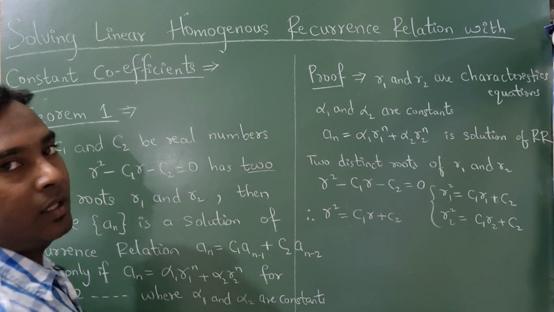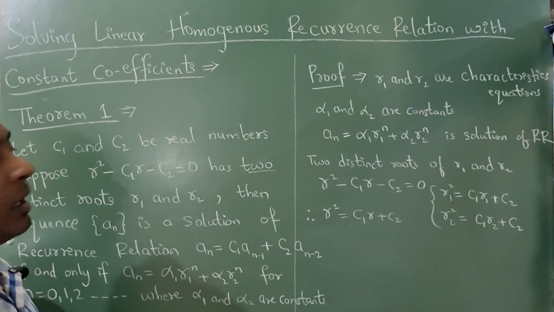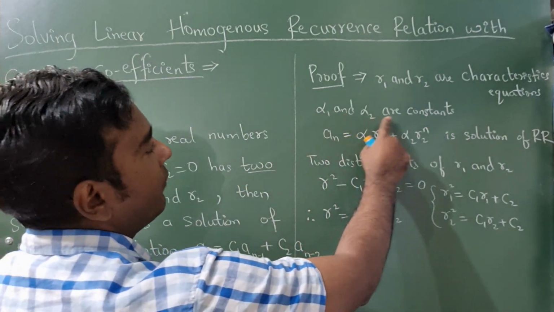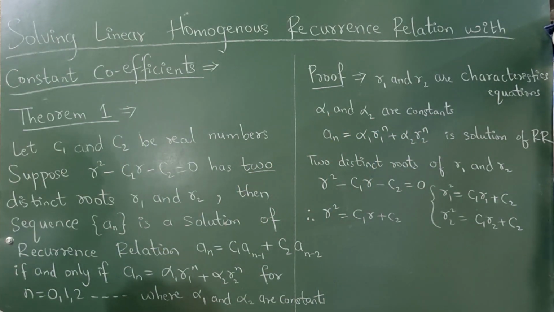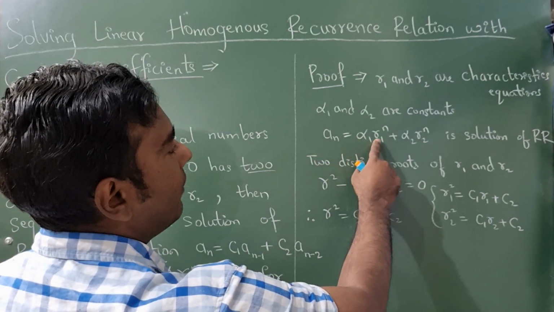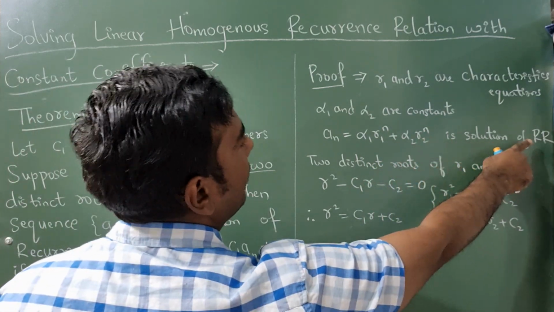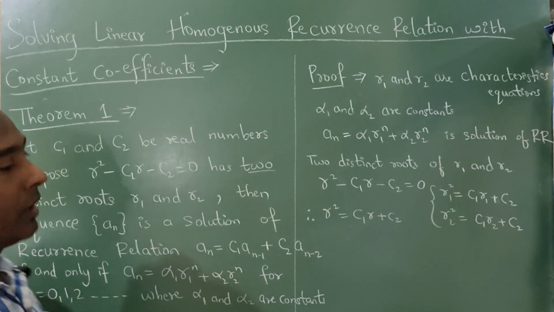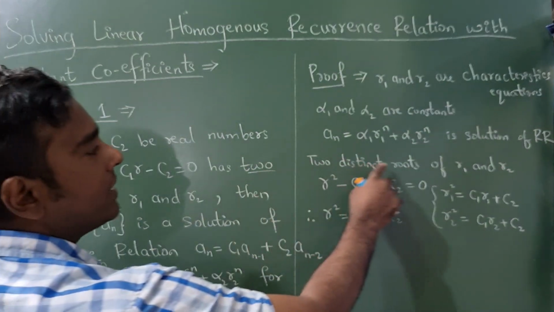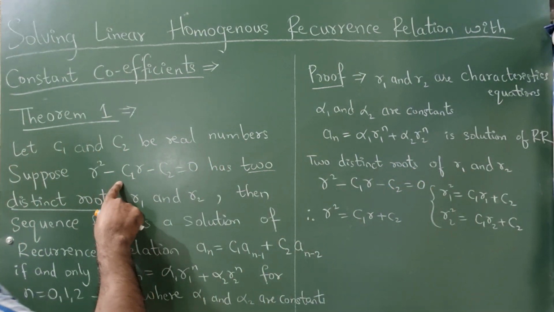So let's begin with the proof. r1 and r2 are the roots of the characteristic equation, and alpha 1 and alpha 2 are constants, as already mentioned in the statement. Now a_n = alpha 1 r1^n + alpha 2 r2^n is the solution of the recurrence relation. In the statement they have given two distinct roots, r1 and r2, and I have considered this from the statement.